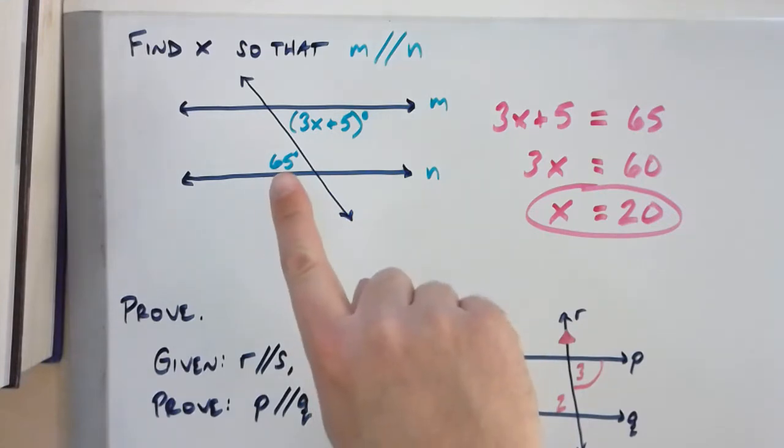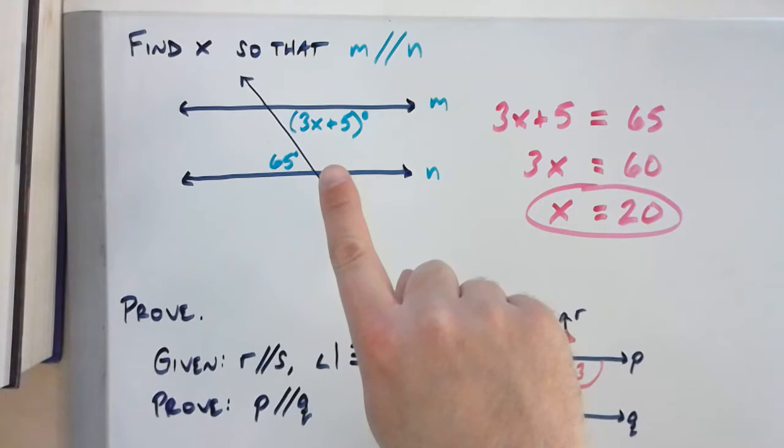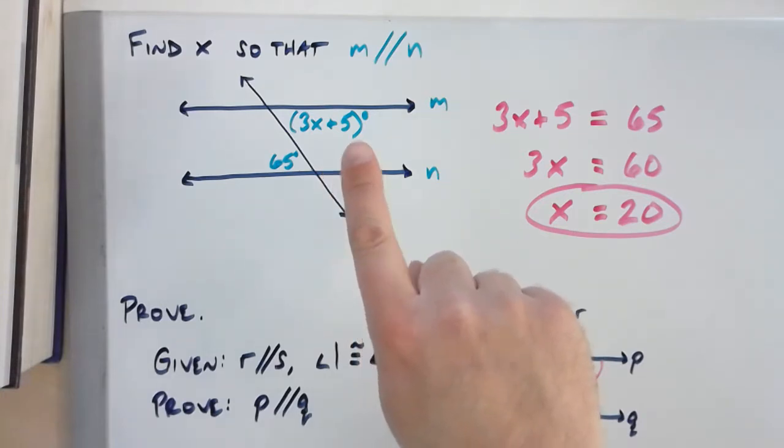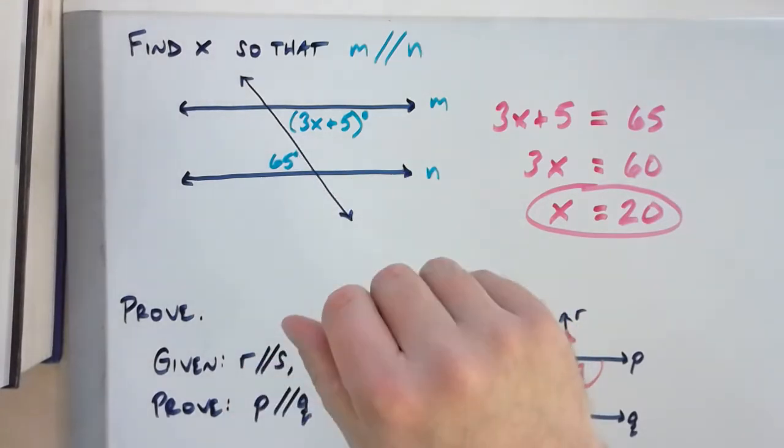So for instance, if this 65 had moved here, then I would have consecutive interior angles, and they would be supplementary, which means I'd have 3x plus 5 plus 65 equals 180. That changes the equation. That's just the oddball in the bunch. Be aware of that one as you move forward.